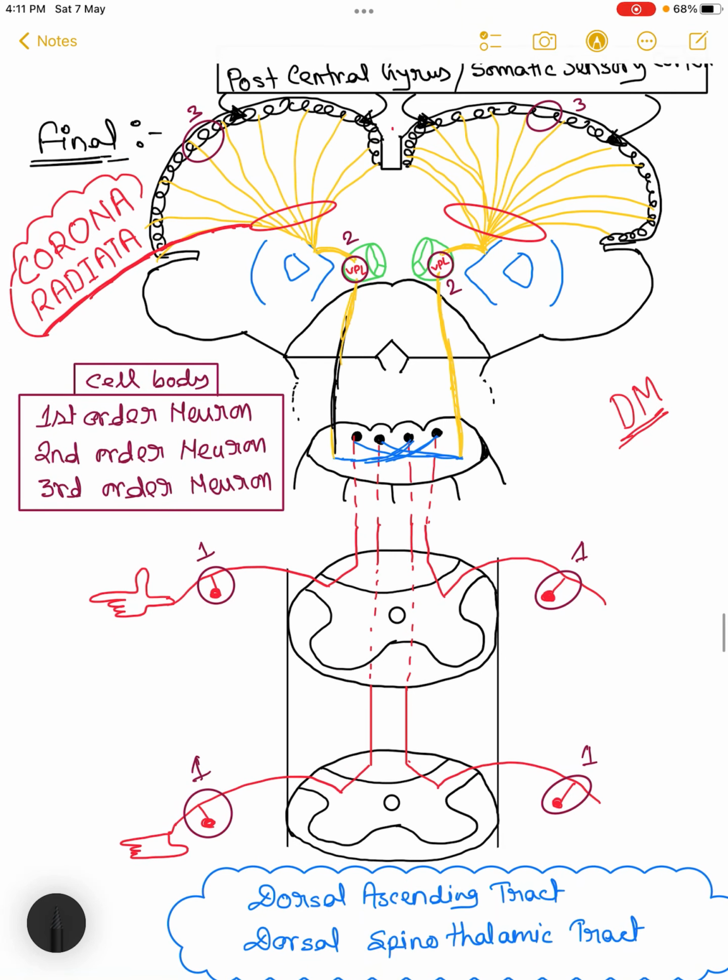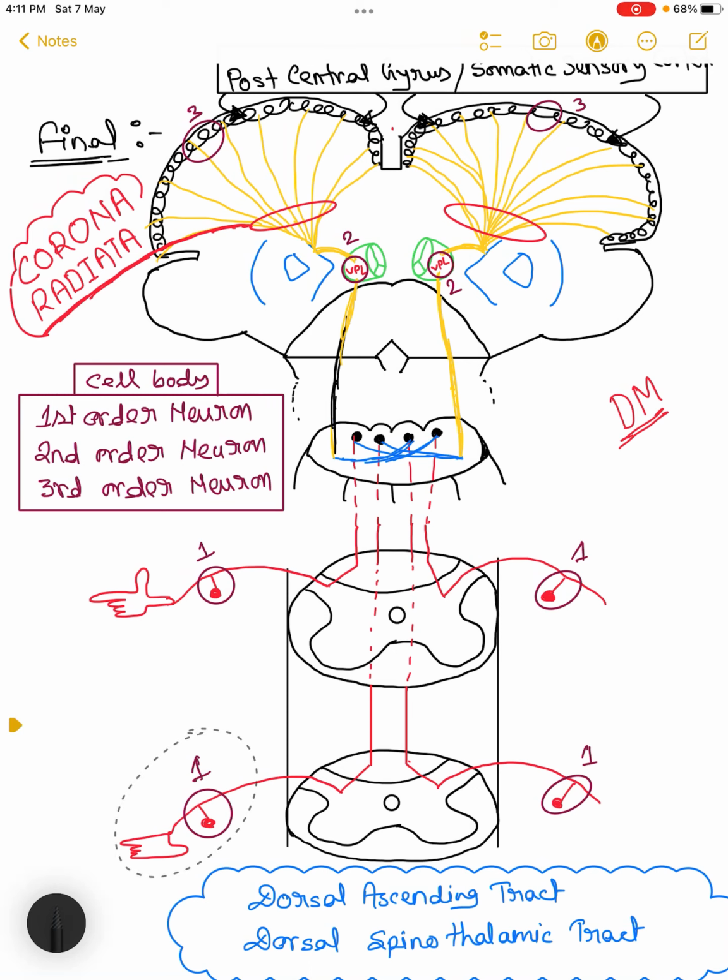Let's focus directly towards the bottom. Come here to the bottom. Now we are going to discuss our dorsal ascending tract, also known as the dorsal spinothalamic tract, in a whole picture. Now you will find it very easy because in the previous parts I was discussing the short actual segments in a magnified version. Now you can very easily draw it and understand.